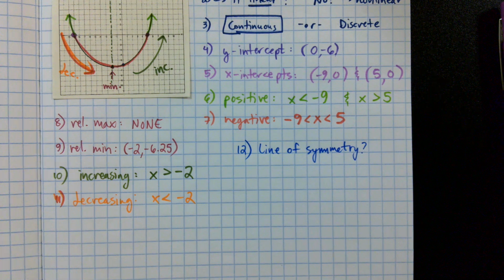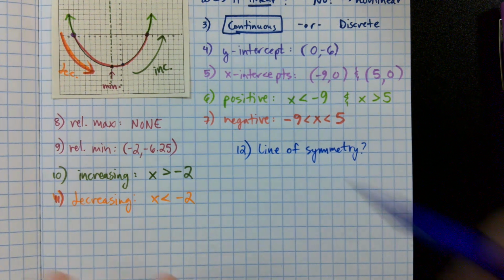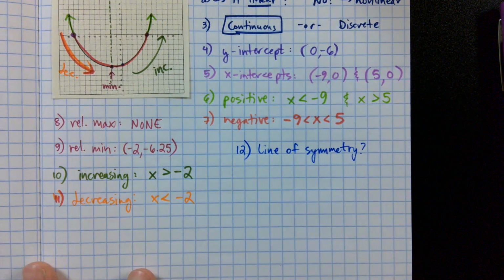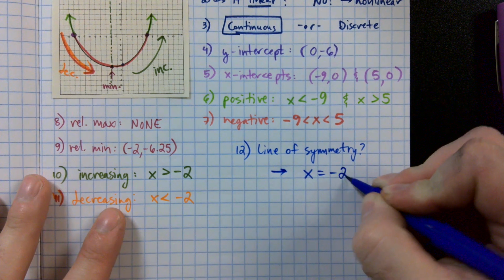And we've actually already identified the line of symmetry, right? Where is my line of symmetry? Negative 2. At the relative minimum. Exactly, which is at negative 2. So the equation of that line would be x equals negative 2.